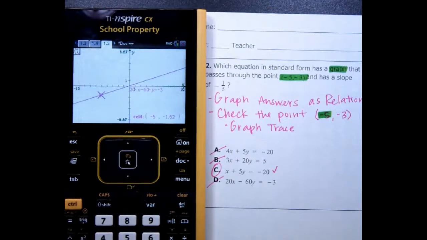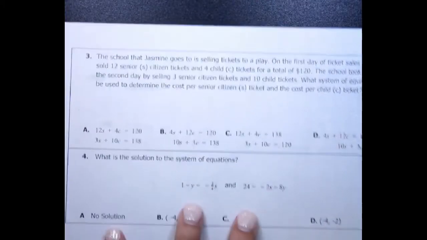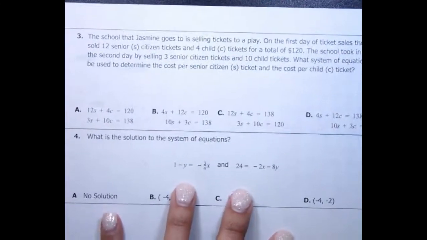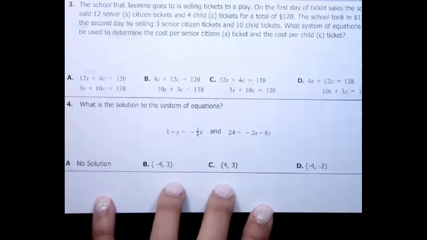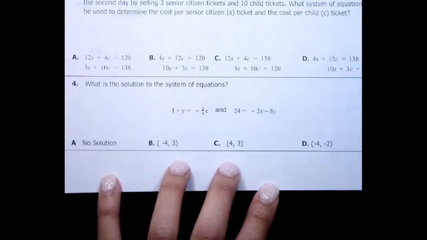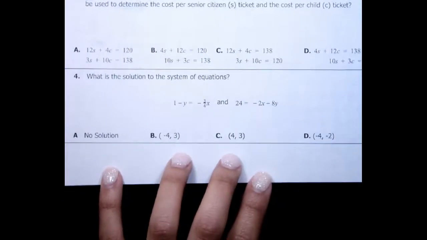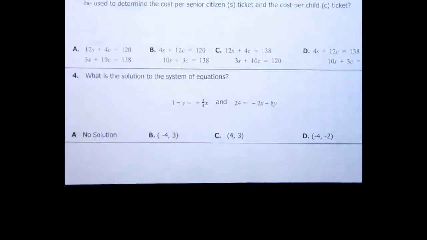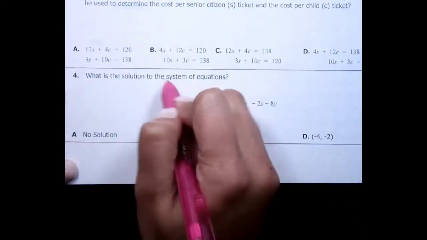So the correct answer is C. On the back, number 3 cannot be done in the calculator, so we'll come back to that one. We're going to go ahead and finish off number 4 because it's in the calculator, and then we'll work on number 3. So what is the solution to the system of equations?